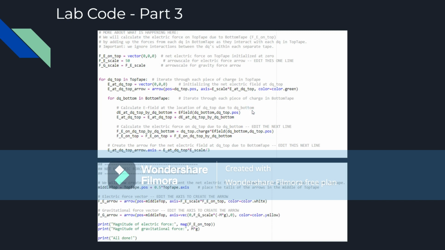Lab code part 3. This is the part where we use the formula to calculate the electric force on the top tape due to the bottom tape. On the second to last and last lines, I edited in the force and E field on dq_top by dq_bottom, and added the E field parentheses dq_bottom, comma dq_top dot pause.